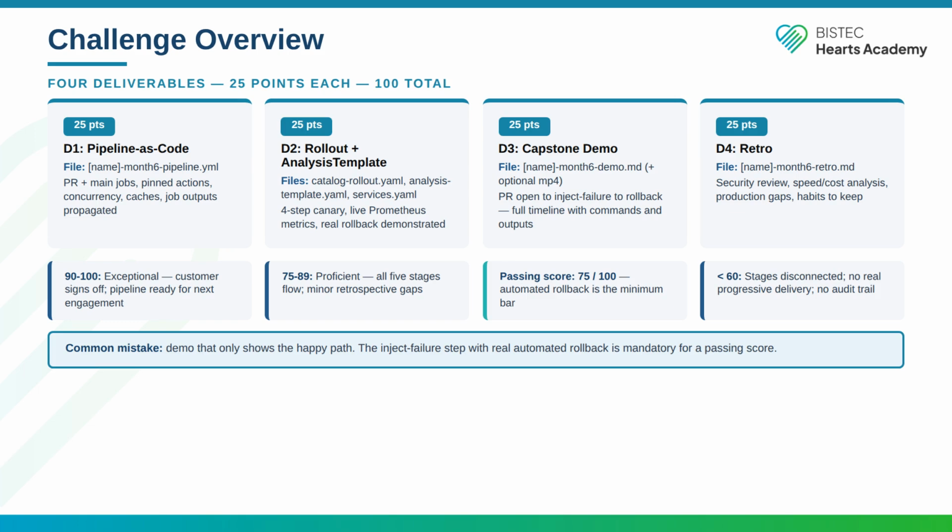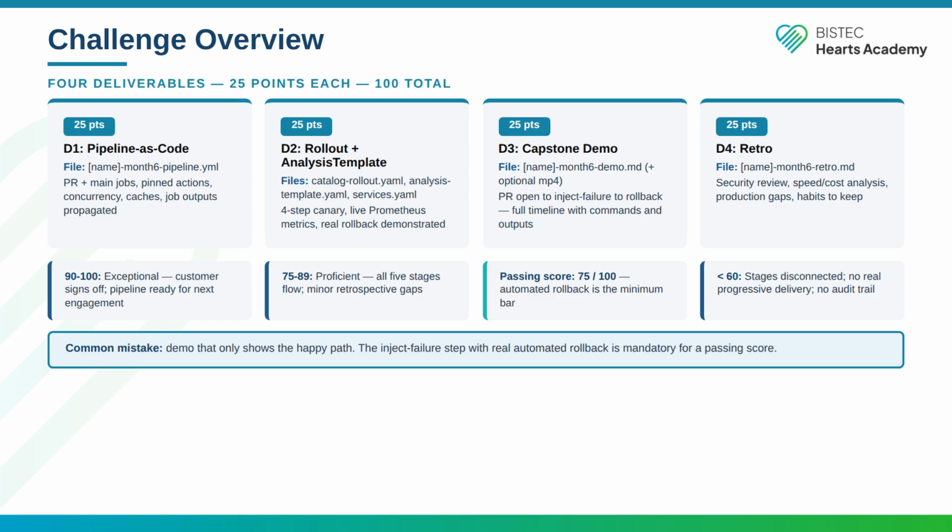Deliverable 3 is the capstone demo transcript. It must include the full event timeline from PR open to live deploy, the inject failure scenario with the rollback firing, and the audit trail trace from pod to author. The non-functional timing targets: under 8 minutes for a cold pipeline run, under 15 minutes for a rollout, must be evidenced with real timestamps, not estimates.